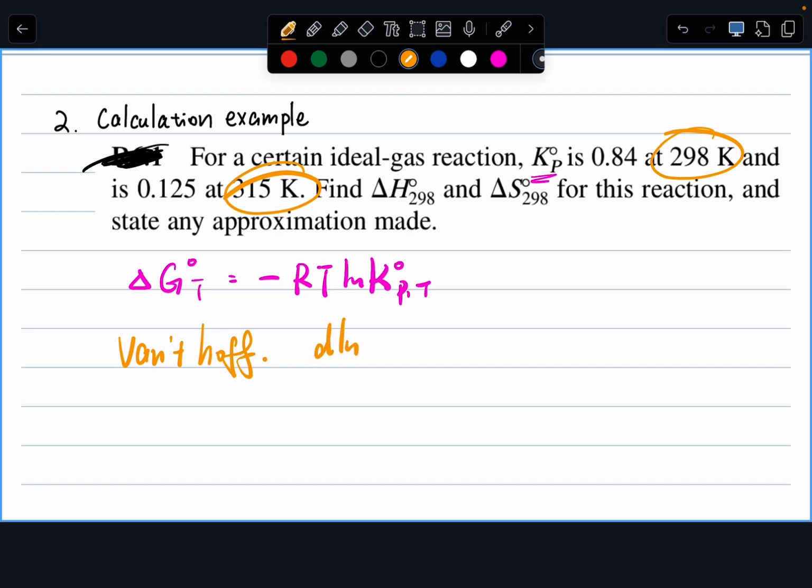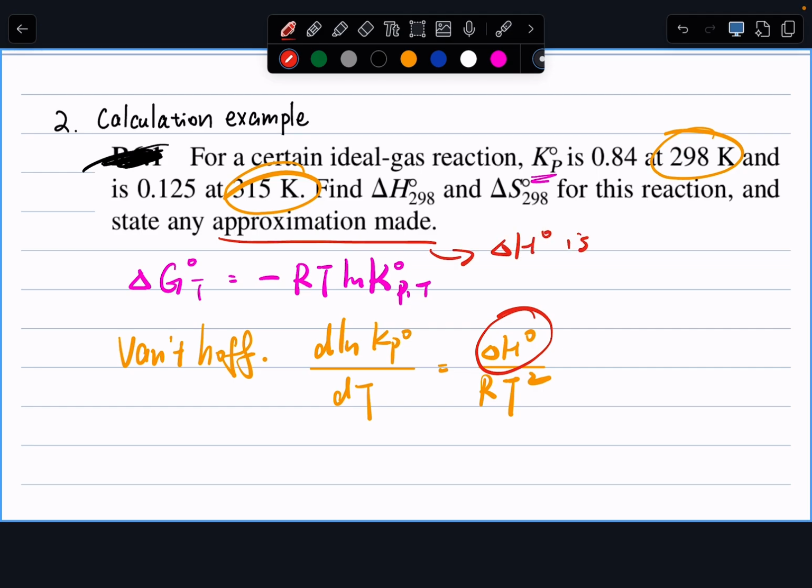And that is d ln Kp naught over dT equals delta H naught over RT squared. And when using the Van 't Hoff equation, we discussed that one of the hypotheses we're making is that delta H naught is constant when the temperature change is small, right? So that is the approximation we're making, that delta H naught is constant because my delta T is small. All right. And then we have all the tools we need to solve for it.